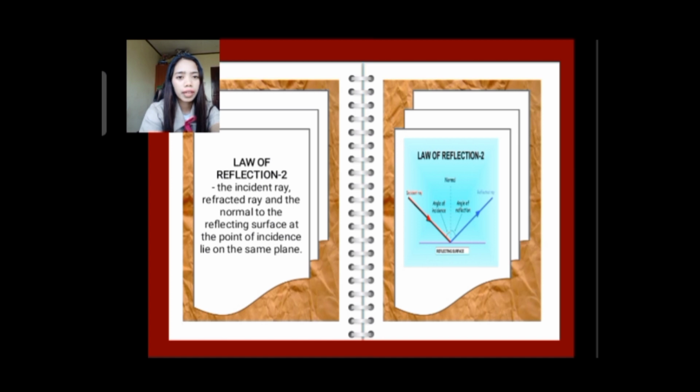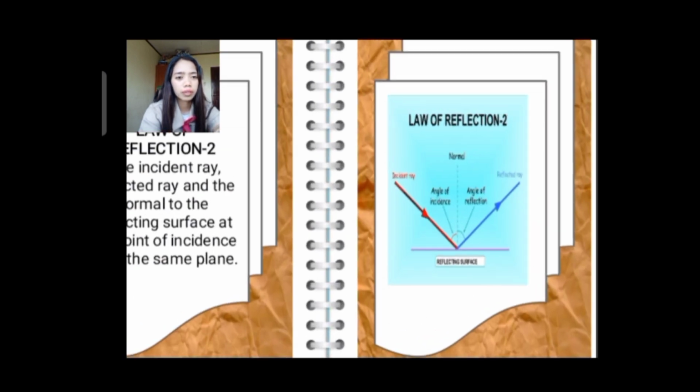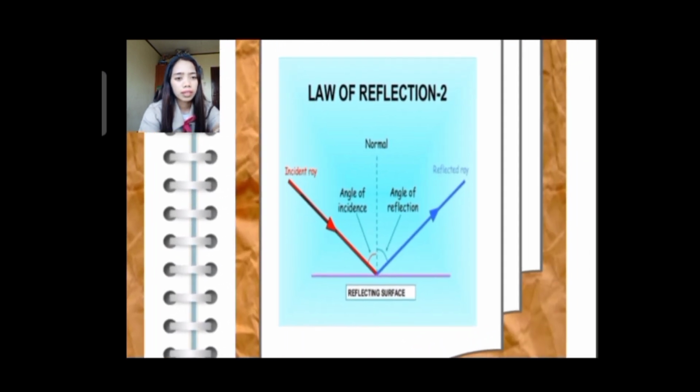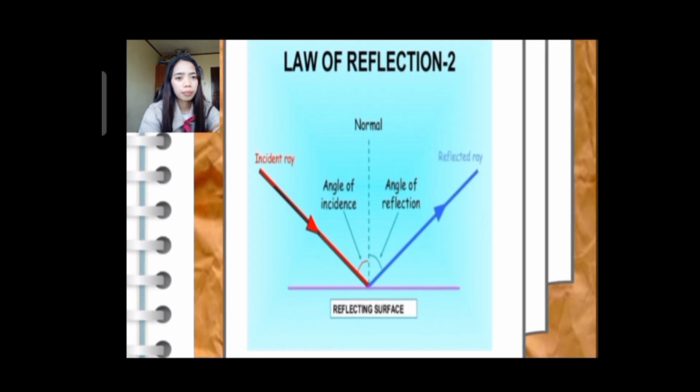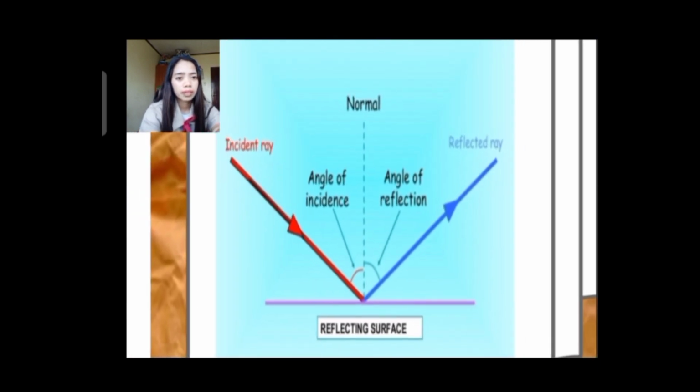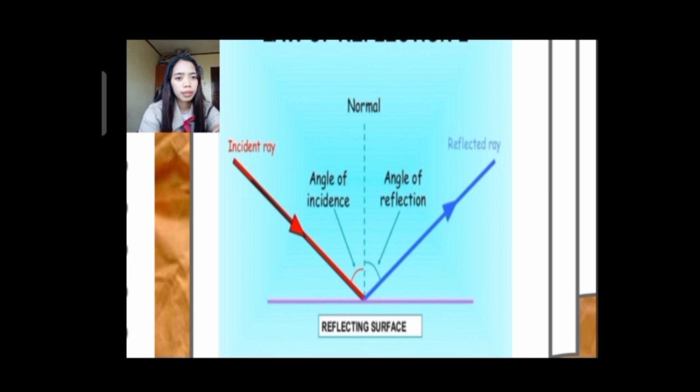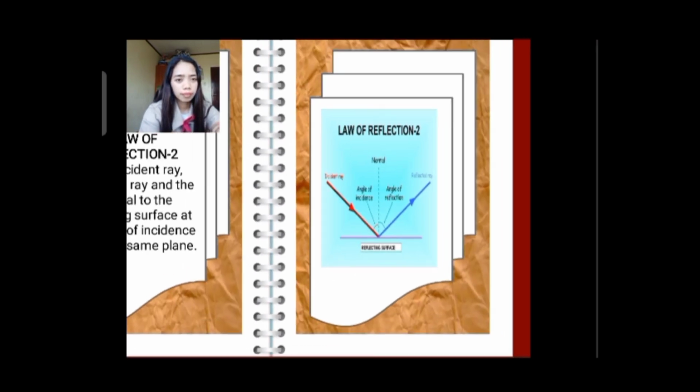Next we have the law of reflection. The incident ray, reflected ray, and the normal to the reflecting surface at the point of incidence lie on the same plane. Here is the example: the normal, the incident ray, the angle of incidence, the angle of reflection, and the reflected ray. So that's it.